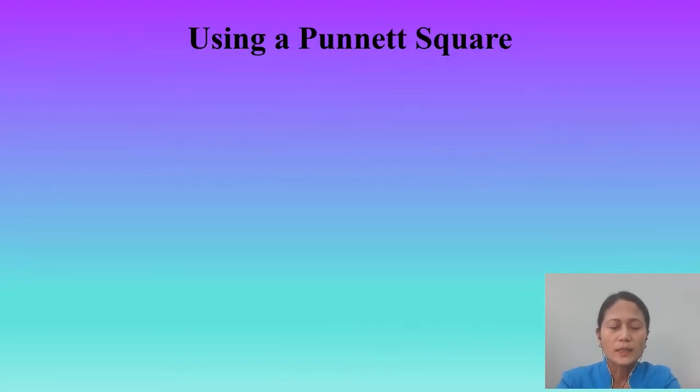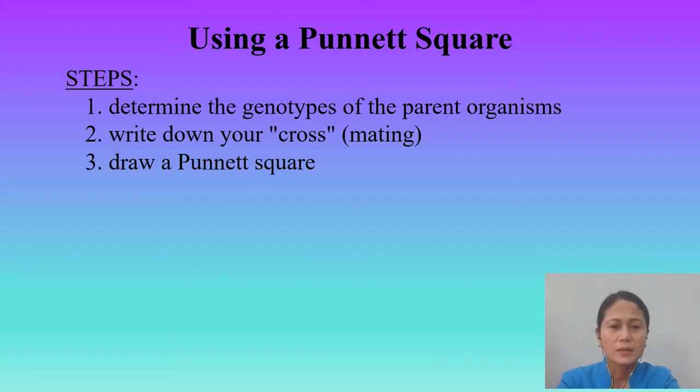Now, what are the different steps in using the Punnett squares? So let's do this step by step. The first step is to determine the genotypes of the parent organisms. And then you write down your cross or the mating, the genotypes of the parents. So identify your male and then the female. And then you draw the Punnett square.